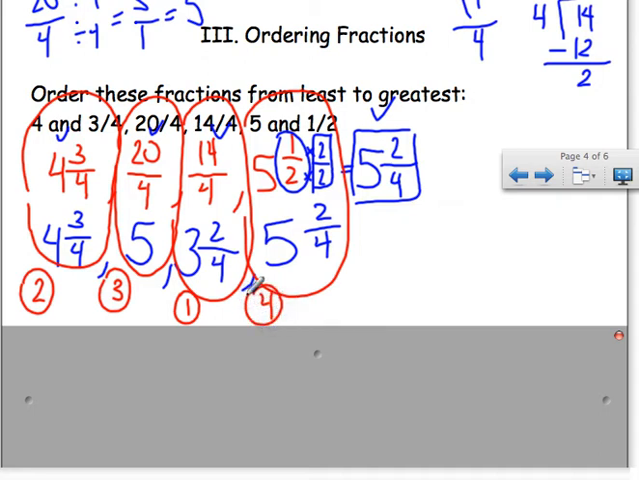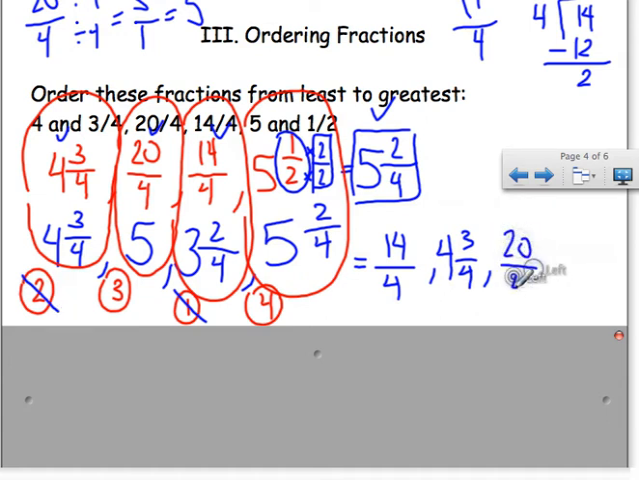So the way I'll actually write my answer is I'll use the original fractions and I'll write them here. First is 3 2/4, but the original fraction was 14/4. That comes first. Then is 4 3/4, and that's exactly how it's written, so I can write it just like that, 4 3/4. Then we had 5, but it was originally written as 20/4, so I'll write it as that, 20/4. And last, I have 5 2/4, which was originally written as 5 1/2.